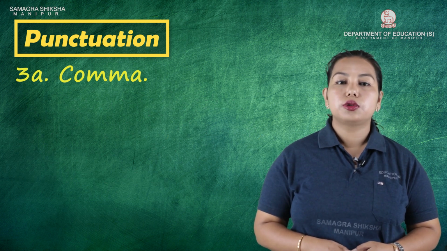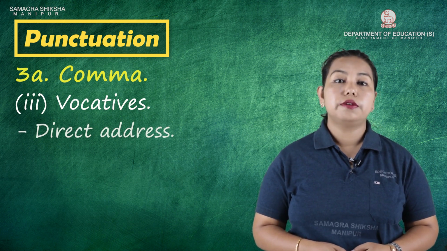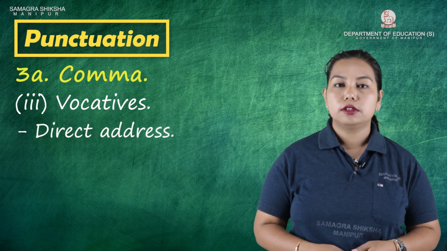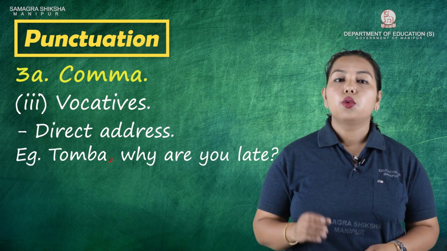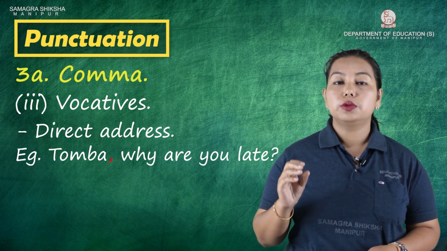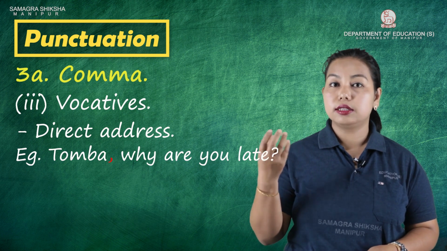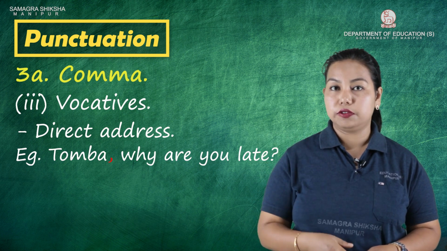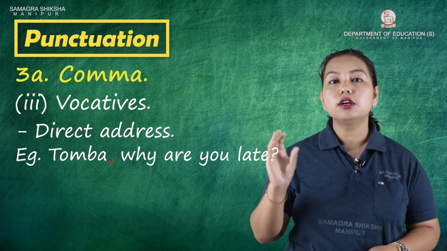Then comma is also used after vocatives. What are vocatives? Vocatives refer to direct address. For example, in this sentence, "Tomba, why are you late?" we have to put a comma after Tomba because we are using a direct address. We are calling Tomba directly, we are taking his name. It is in the vocative case. So we have to use the punctuation mark comma after the vocative case.